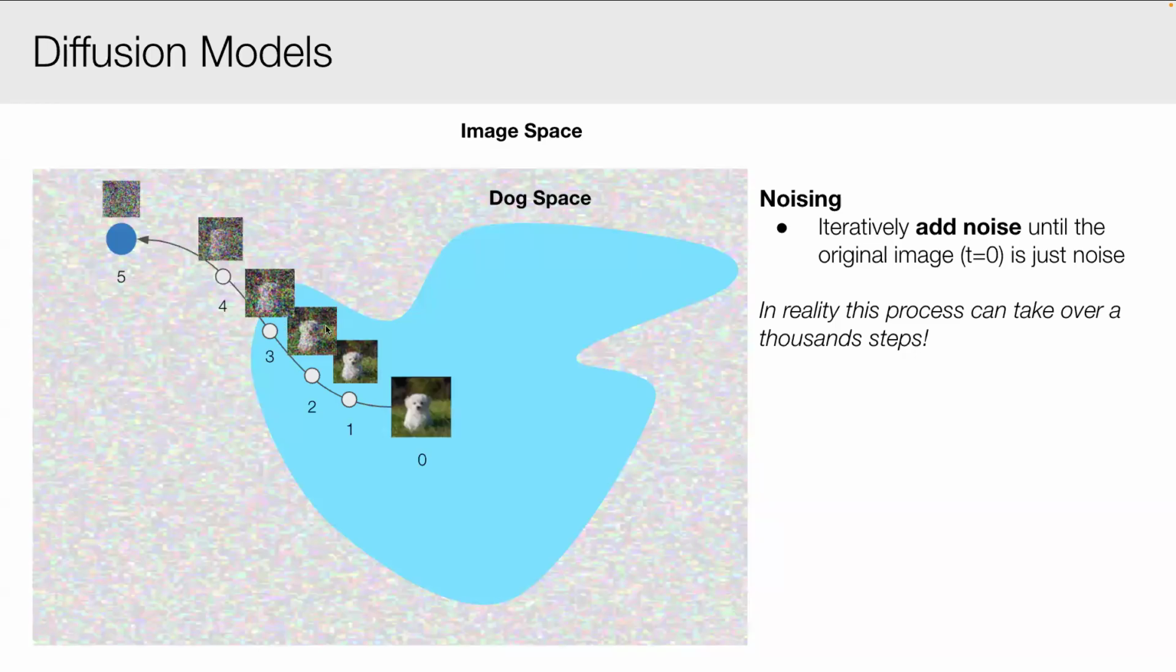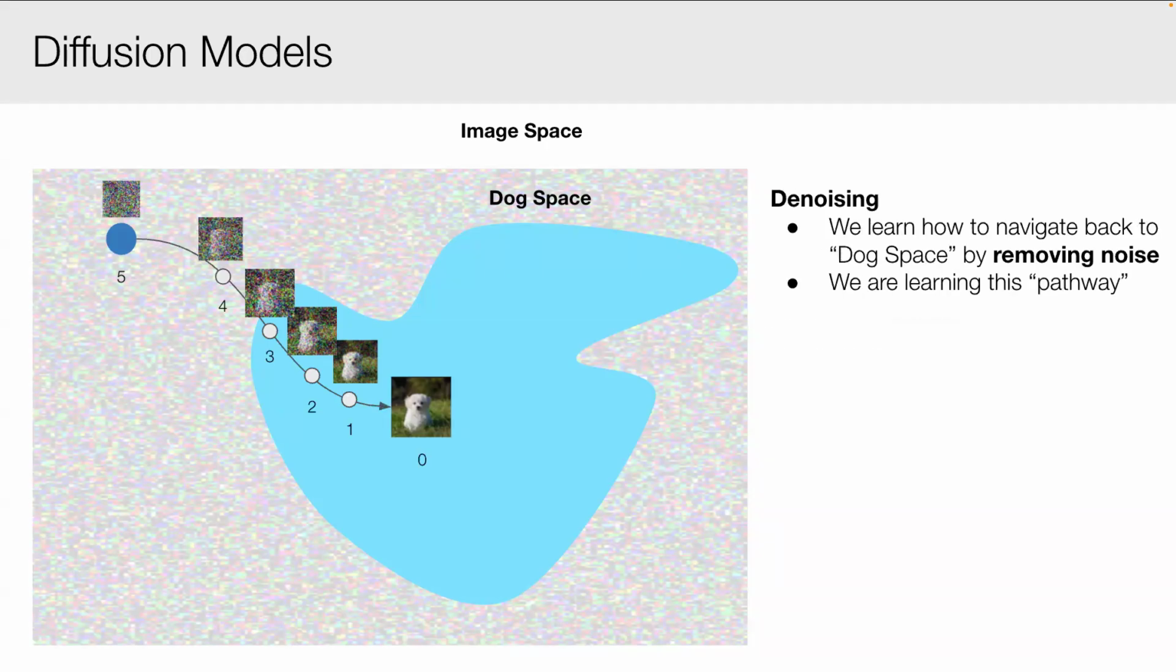And so if you look at the pathway, we're iteratively, slowly adding noise until, at this point, it's almost like a dog, not quite, until we leave dog space, right? And so that's the first step of diffusion, learning the pathways to leave image space, or sorry, dog space, I guess. And then denoising is, okay, we have that pathway.